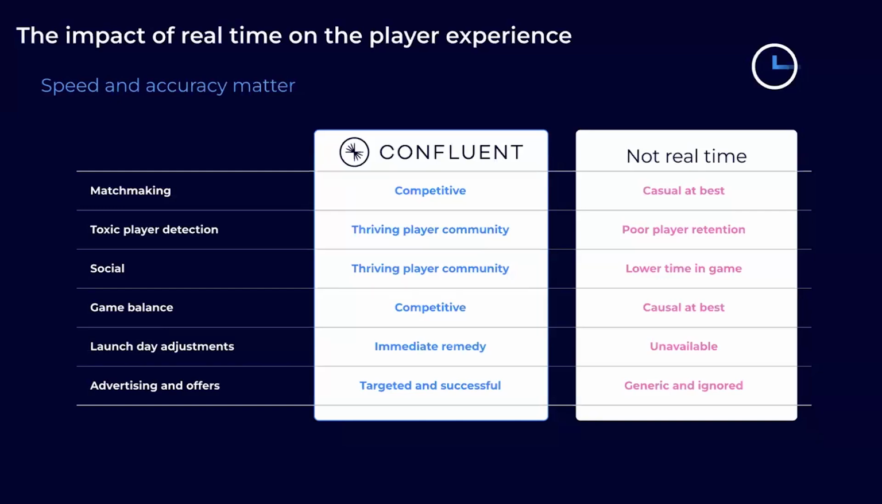When you think about toxic player detection, if you're doing this with batching, you're probably going to have a large list of toxic players. You're going to scare away all of your good players that you want to really be part of your community. And without reading through each of these, you can see that with real time, you're getting the best inside of that particular rubric. If you're dealing with not real time, again, it's all best effort, sometimes not even available, things like launch day adjustments. And then, of course, advertising, right?